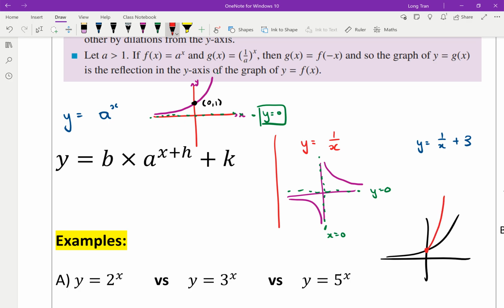2 to the power of x just means 2 to the power of 1 is 2. 2 to the power of 2 is 4. 2 to the power of 3 is 8. All you're doing is you're doubling it. So double 2 is 4, double 4 is 8, double 8 is 16. So what you're doing here is you're doubling. So I'm going to write here doubling.